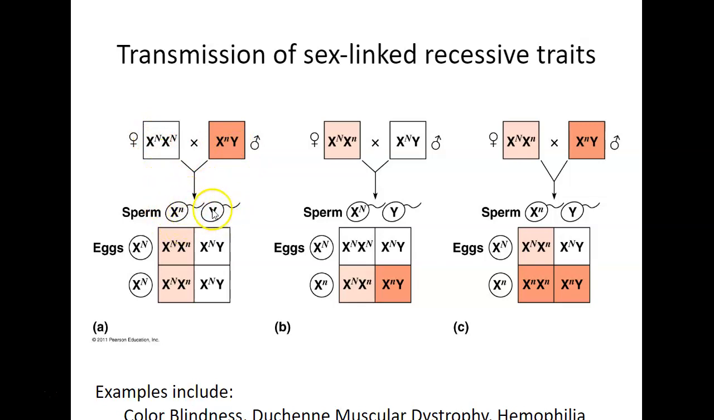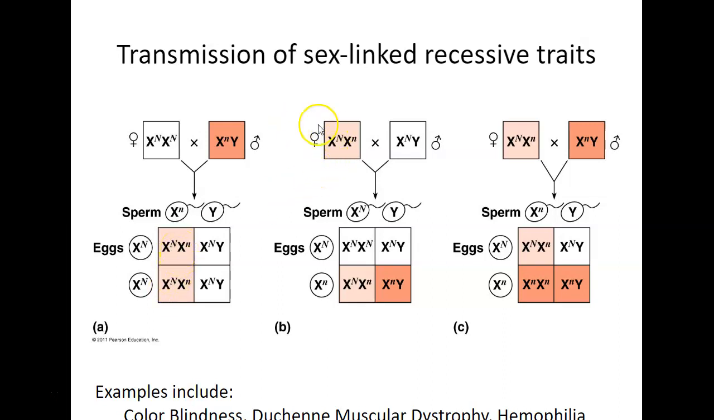Dad can either give the X or the Y. Mom can only give X's. And then you end up with this combination of children. The light pink is showing you a carrier. So these females are carrying whatever recessive trait is being talked about, but they also have an X that's masking it. So they might not show whatever disease or trait it is.